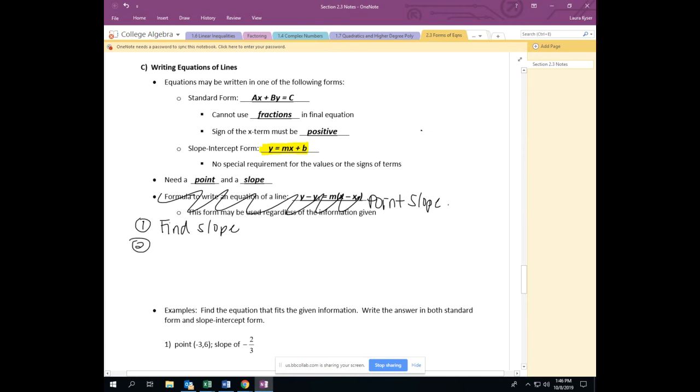So the second thing you're going to do is find b. Now, to find b, you are going to substitute in the x and y from the ordered pair and the slope. Then simplify and solve. When you substitute in a number for x, y, and m, the only variable left in the entire equation is the b, which means that you can solve that b value.